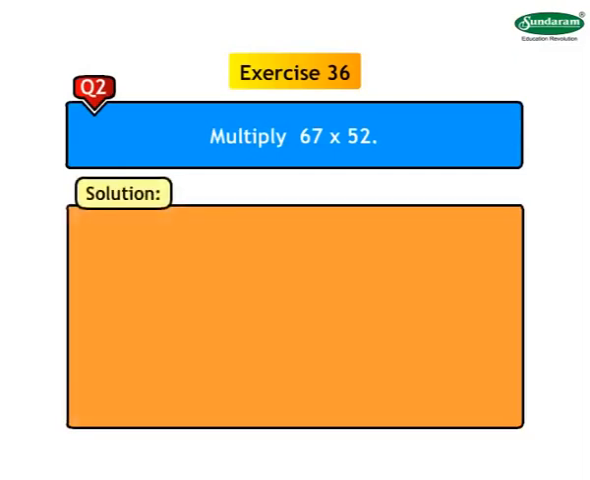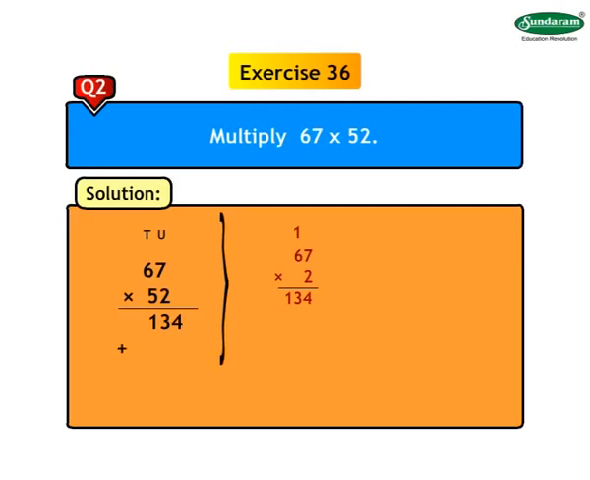Question 2. Multiply 67 by 52. Solution. Arrange the number. First, multiply 67 by 2 units of the multiplier 52. 67 into 2 units is equal to 67 into 2, as 7 into 2 is equal to 14. Carry over 1 to the tens place of 67. Then 6 into 2 plus carried over 1 is equal to 13. Therefore, 67 into 2 is equal to 134. Write 134 below 67 into 52.